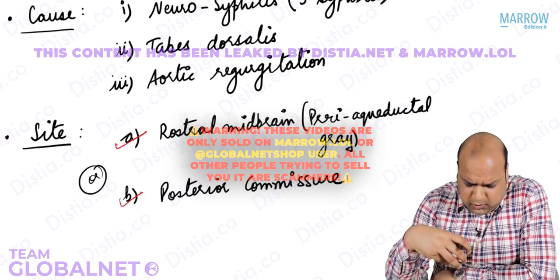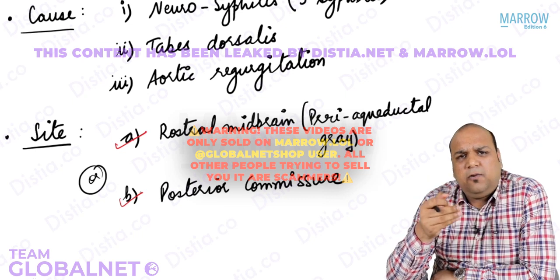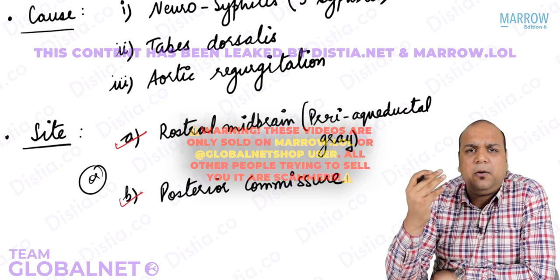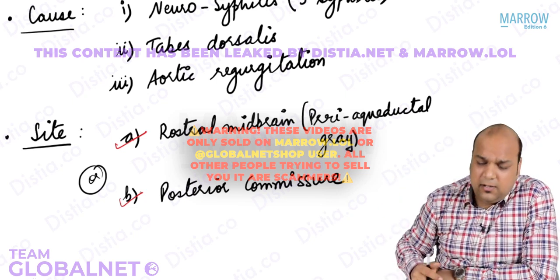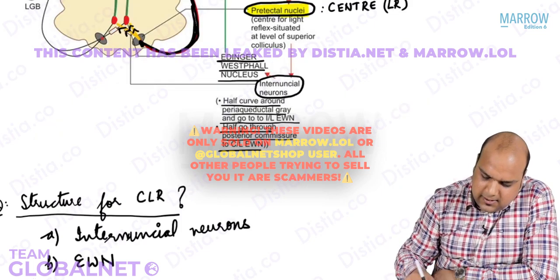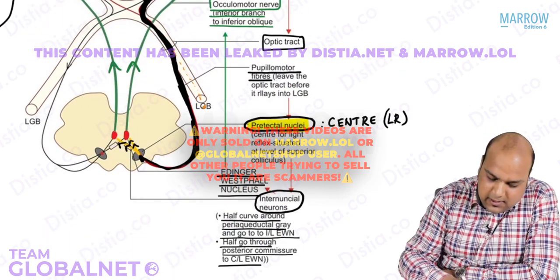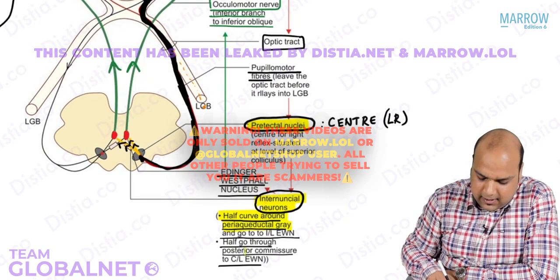Now the question comes, what do these two sites have to do with our pathway? Optic nerve, optic chiasma, optic tract, pretectal nucleus, Edinger-Westphal, oculomotor nerve, ciliary ganglion, short ciliary nerve. We are not talking about any part. We are talking about a region. What does this region have to do with us? So this region has to do with a very important part, everybody, which was internuncial neurons. If you remember, we read internuncial neurons half curve around periaqueductal gray, half go through posterior commissure.